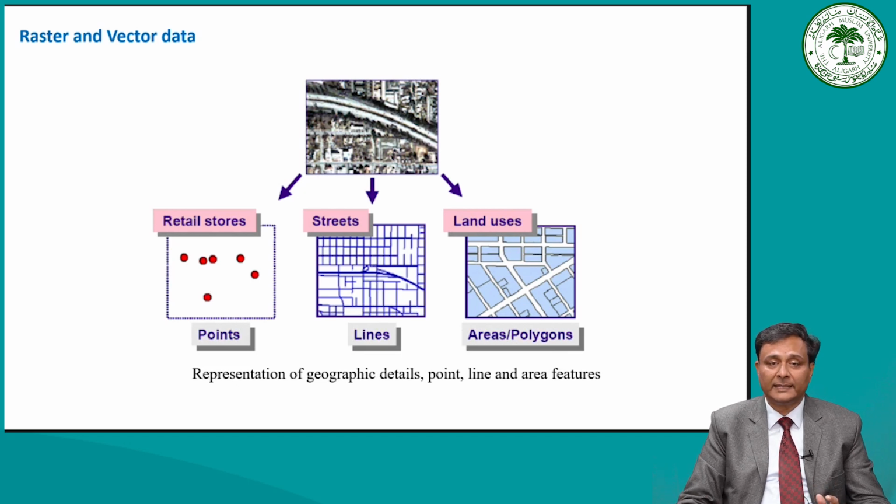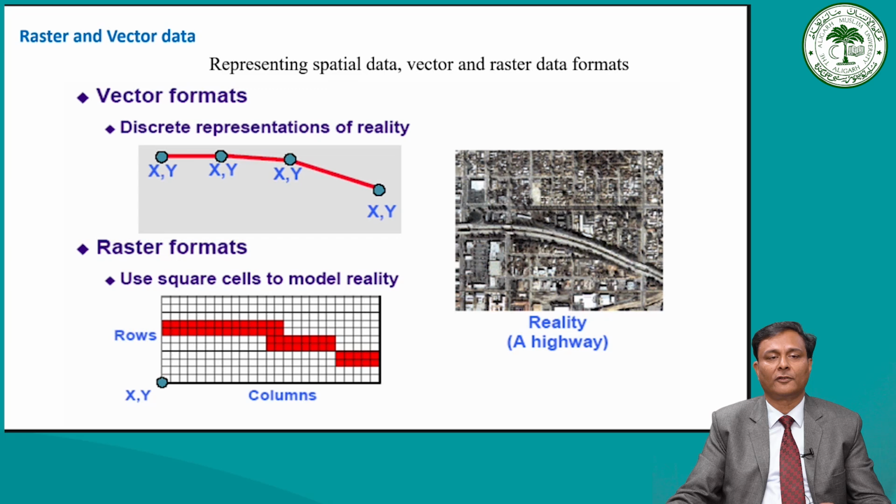So this is how we represent the geographic details in the form of point, line, and area features in digital mode. And that happens in two ways: one is through raster format, and another is through vector format. So here you can understand how we can represent the same spatial data in raster and vector format. Now in this image, again the same satellite image, I have picked out one highway, which is the ground reality of the Earth, and it has been depicted in both of these two formats.